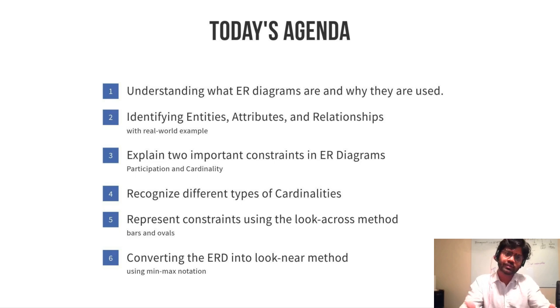So, by the end of this class, you will be able to define what ER diagrams are and understand their purposes, identify entities, attributes, and relationships using real-world scenarios. Explain the two key constraints in ER diagrams: participation and cardinality. Recognize different types of cardinality in database relationships. Also represent these constraints using the look across method and translate those same constraints into the look near method using minimum maximum notations. So since we know where we are headed, let's begin our story.